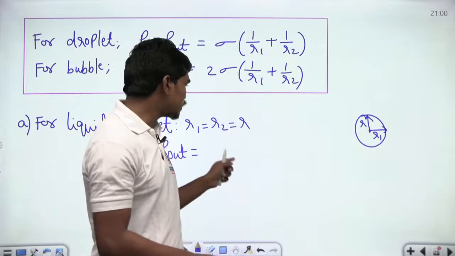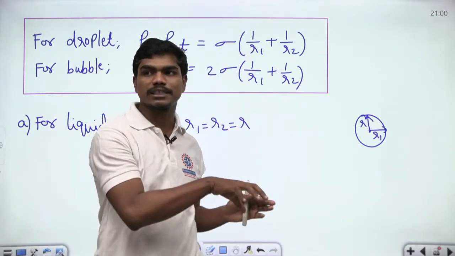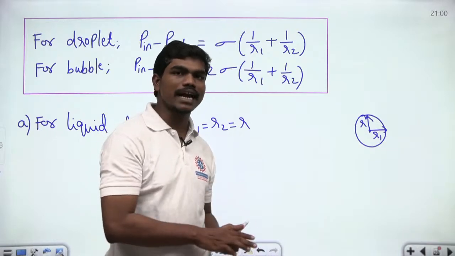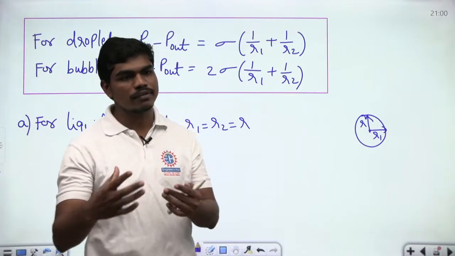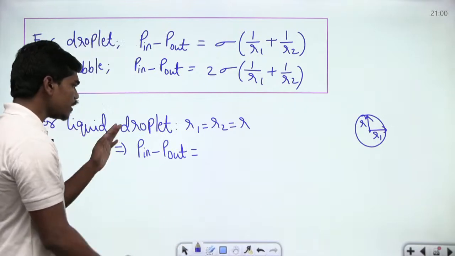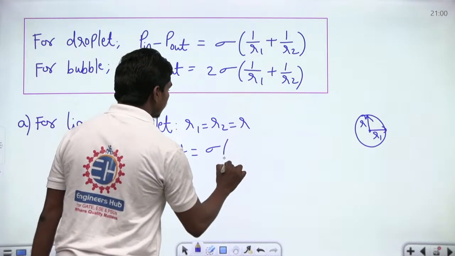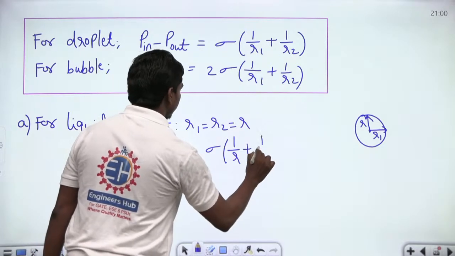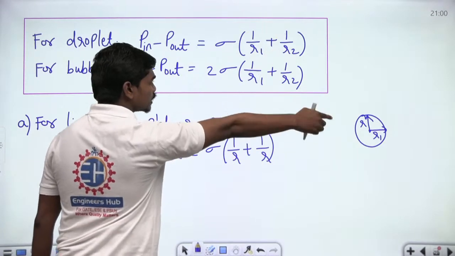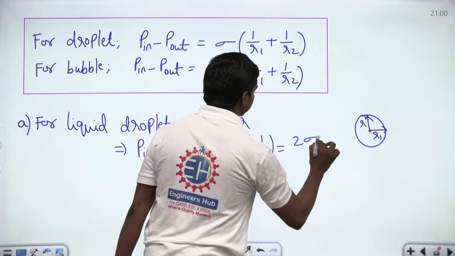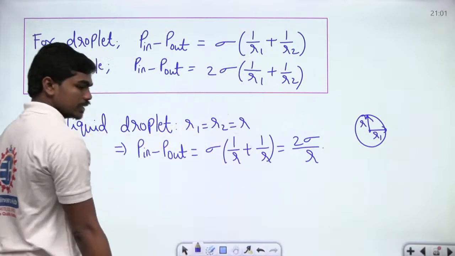Sometimes they give you the outlet pressure as air and they ask you for gauge pressure. Of course, in the second chapter, which we are going to start from Monday, in fluid statics we will see what gauge pressure and vacuum pressures are. But for the time being, P inlet minus P outlet is equal to sigma into 1 by R plus 1 by R, because R1 is equal to R2 is equal to the radius, because it is symmetrical. So this is 2 sigma by R. Okay, this is the case.